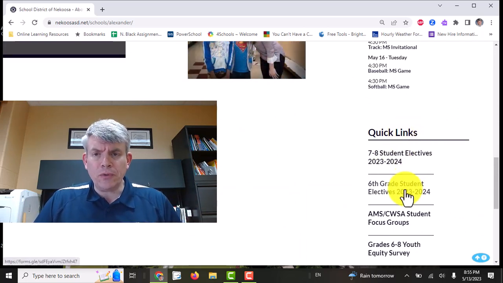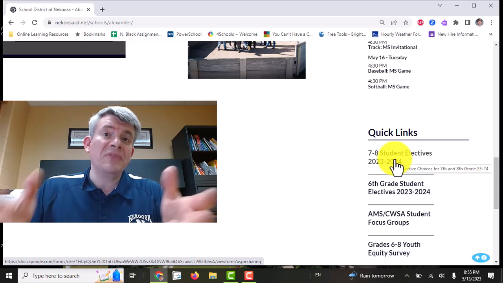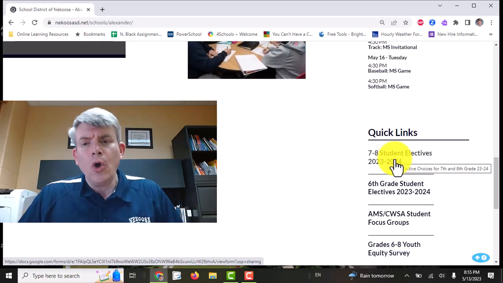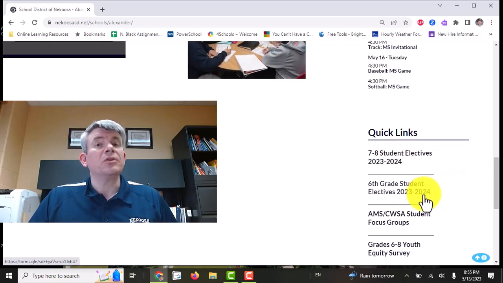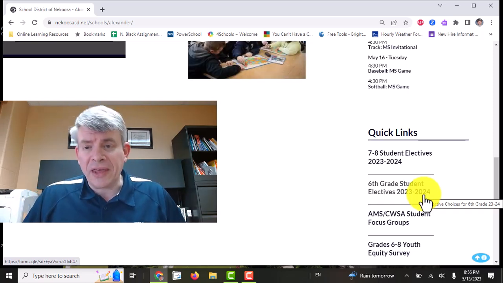Now, the first two of these are 7-8 student electives. That's for students who are this year in grades 6 and 7, or 6th grade student electives, students who this year are in 5th grade. Let's go ahead and take a look at what that'll look like.